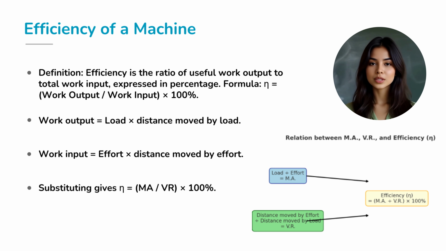Here, work output equals load multiplied by distance moved by the load. Work input equals effort multiplied by distance moved by the effort. Substituting these values, we get efficiency equals mechanical advantage divided by velocity ratio multiplied by 100%. This shows us that efficiency connects mechanical advantage and velocity ratio into one unified relationship.